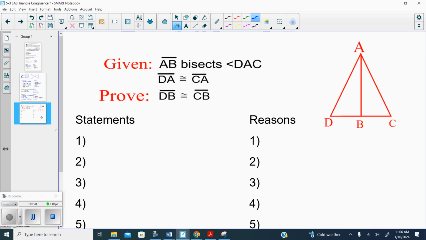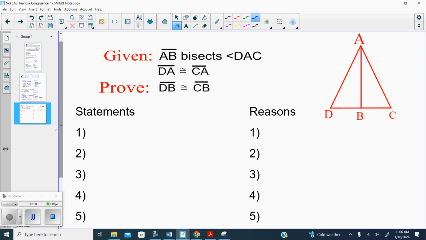Okay, we have this one. Oh no, they didn't give you anything. First thing, fill in your given and your proof. You're given, reason, you're proved; we don't have a proved yet, reason.